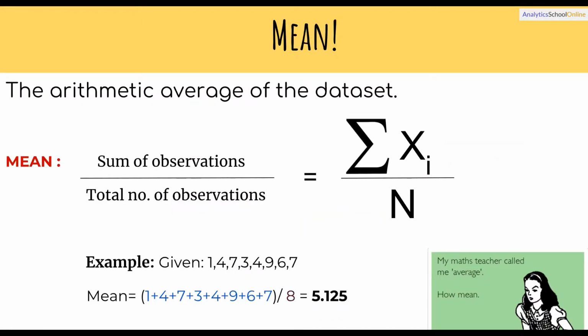Let's look at them individually. Mean, as I already told you, is the arithmetic average of the data set. You sum your observations and divide by the total count of your observations, and bam, you have the value of your mean. An example is given right here. These are the observations 1, 4, 7, 3, 4, 9, 6, 7. You simply add all those values. You know that their count is 8. You divide by 8, and 5.125 is the mean value for this data set.